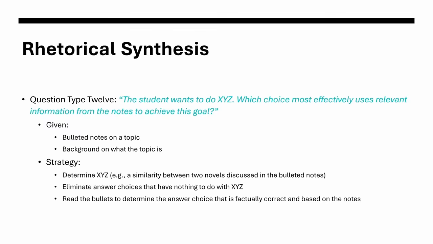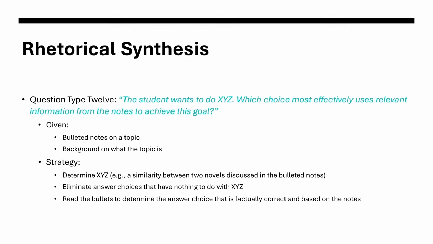It'll say the student has taken these notes on XYZ topic. Then you'll be given some bulleted notes on XYZ topic. The first thing you need to do is determine XYZ. What is the thing that the student is trying to do? Is the student trying to compare 2 novels that are maybe in those bulleted notes? Is the student trying to explain why somebody did XYZ research?